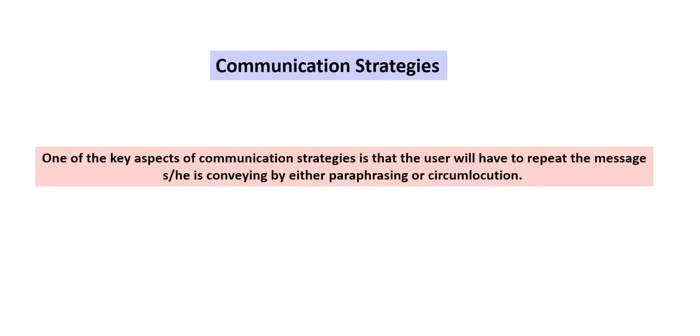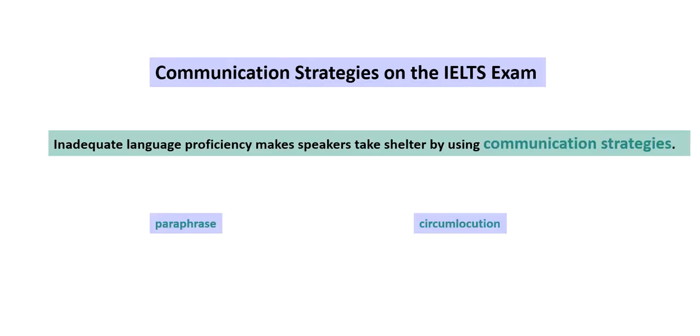Two of the communication strategies that we are focused on here are paraphrasing and circumlocution. One of the key aspects of communication strategies is that the speaker will want to repeat the message he or she is trying to convey by either paraphrasing or circumlocution. What is paraphrasing? Paraphrasing is actually repeating and saying what you have said in another format because you are not proficient enough to say it in a short or concise manner. You have to keep on repeating yourself, and sometimes in a longer way.